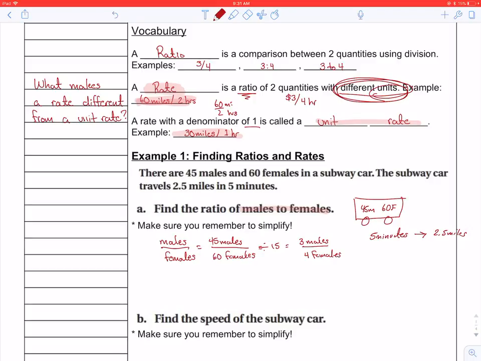So 3 males for every 4 females. And what that means is that every time 3 males get on the subway, 4 females follow. And then another 3 males go, 4 females follow after that. And so that's my ratio.